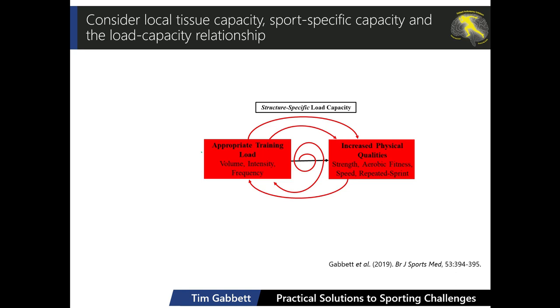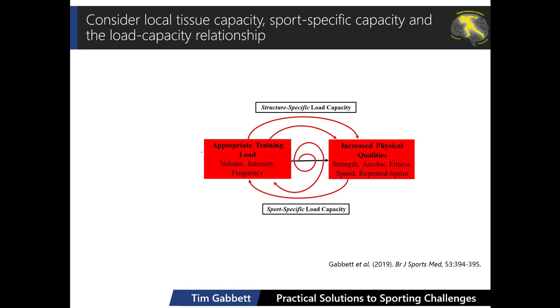Our athletes are not born with sport-specific capacity, but it develops over time through appropriate loading. This is our classic load-capacity relationship where we're trying to load slightly greater than our athlete's current capacity. Now, it'd be really simple that in order to improve capacity, all we needed to do was just load a little bit more than our athlete's current capacity. But if it was that simple, there would be elite athletes everywhere and we would have unbreakable athletes everywhere. So clearly there's a little bit more to the puzzle.